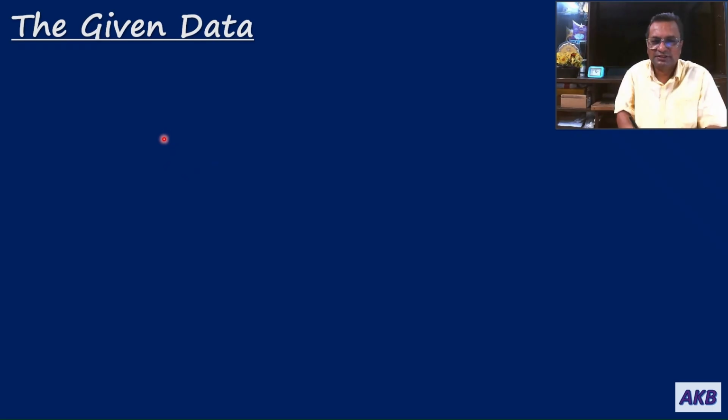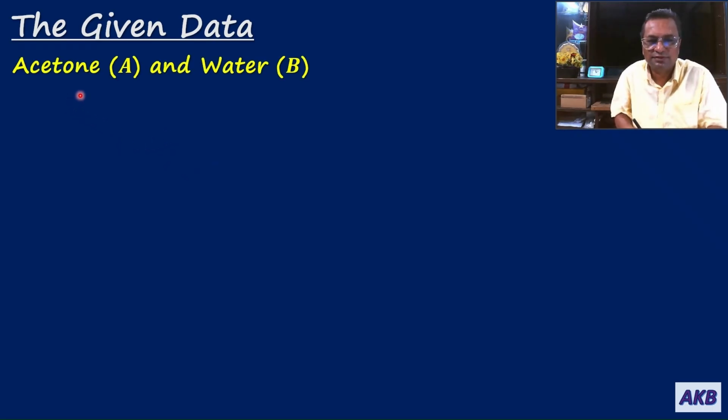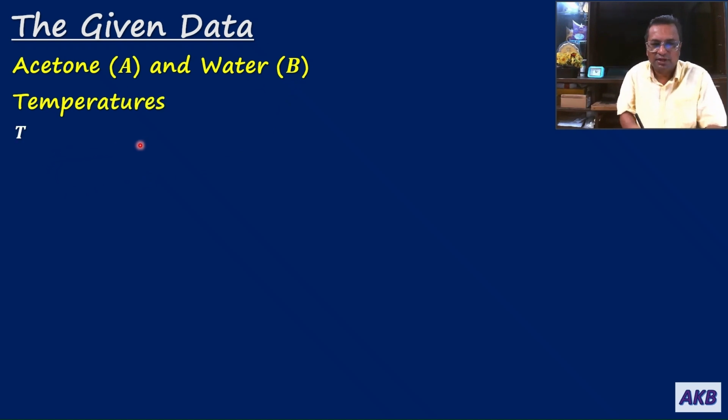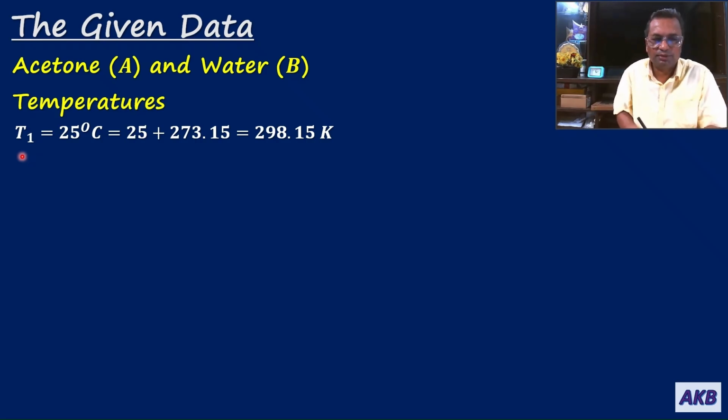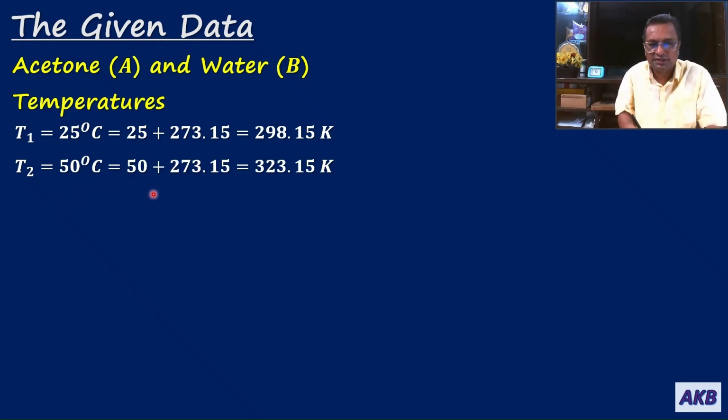First, we will list what is given to us. So you have a solution of acetone. Acetone we are going to denote by capital A, and water we are going to denote by capital B. Then there are two temperatures. Let the first temperature be denoted by T1. So T1 is 25 degrees Celsius, which is 25 plus 273.15, that is 298.15 Kelvin. Then T2, the other temperature, is 50 degrees Celsius, which is 50 plus 273.15, that is 323.15 Kelvin.